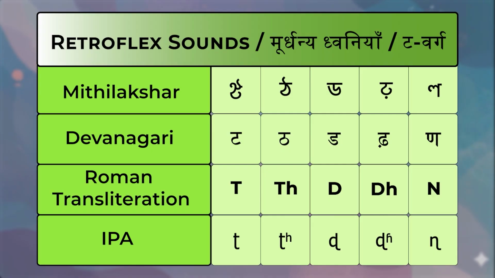The retroflex sounds are produced from the back of the palate while the tongue is reversed. Therefore, these sounds are called retroflex sounds in English. In Maithili, we call these sounds Moordhanya. Let us practice them. This is Ta. This is Tha. This is Da. This is Dha. This is Na.